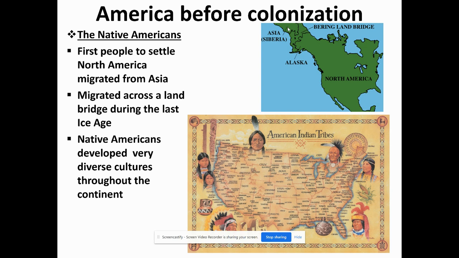So as the Native Americans began to cross over and spread across North America, they then moved south into what today is Middle America or Mexico, Latin America, and into South America. And so this group is going to begin to migrate all the way through North, Middle, and South America. The Native Americans are going to develop very diverse cultures throughout the continent. This is something you learned in world geography: the fact that you have people adapting to their climates and to where they are settling down.